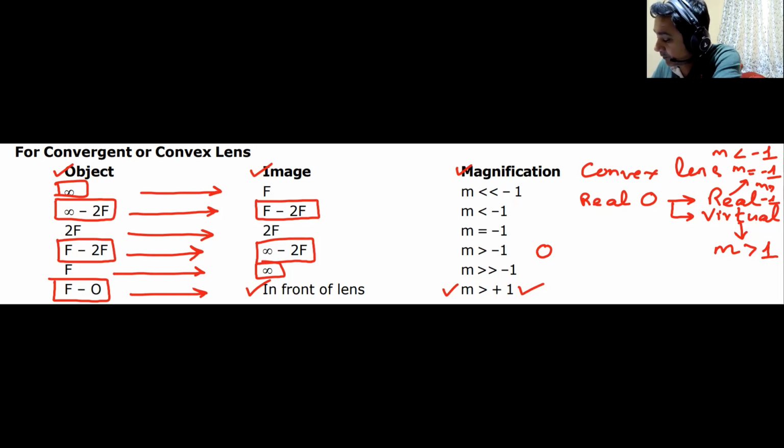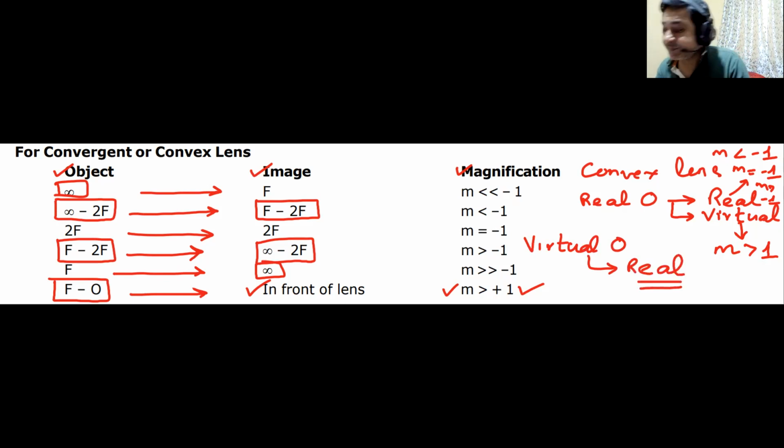And I would be very pleased if you can tell me what it can do for a virtual object. We have not seen the case in the diagram, but it is for your understanding for a question. If the object is virtual, what type of image can a convex lens, which is a converging lens, form? Real image. It can only form a real image. Absolutely correct. For a virtual object, it can only form a real image.